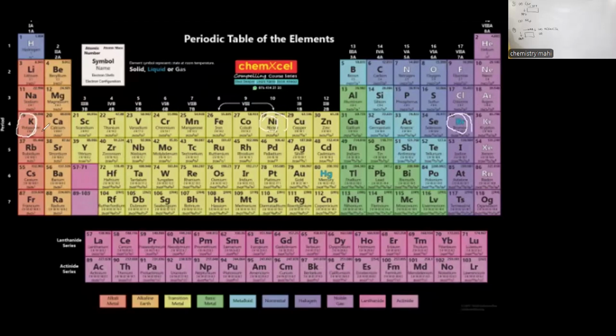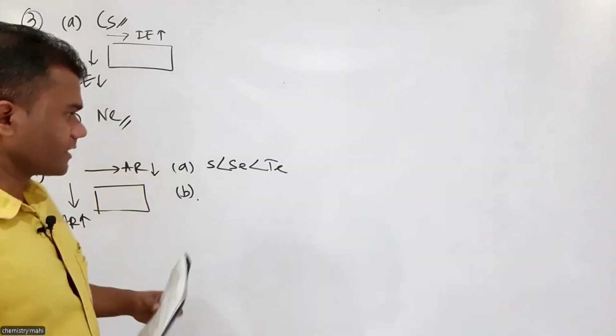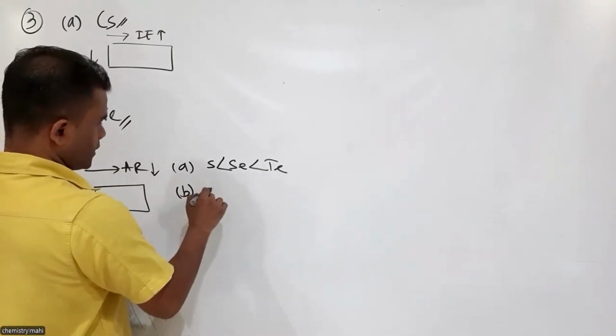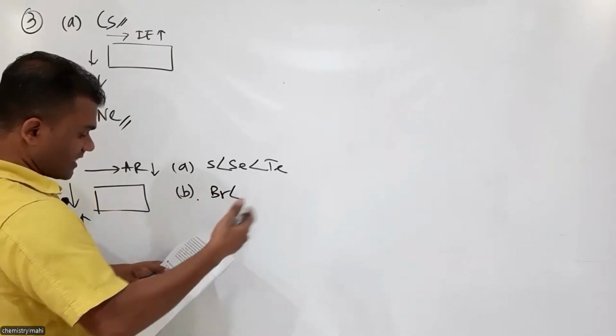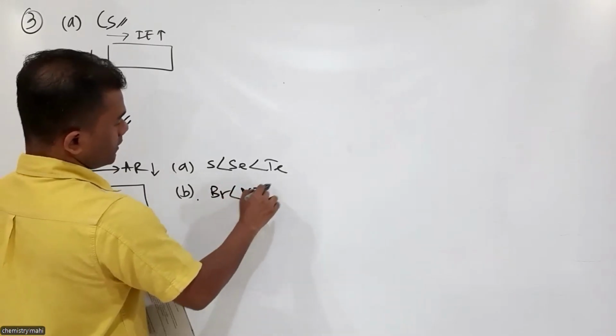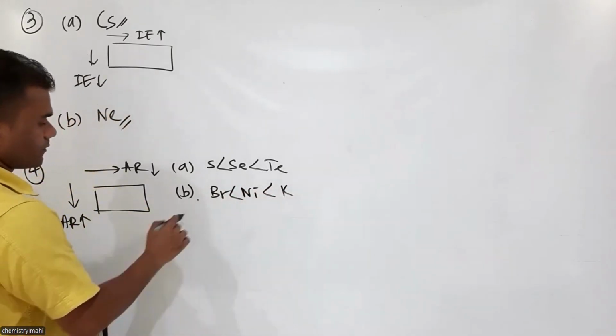Then left to right, size decreases. From potassium to bromine, the size decreases. Left to right, it decreases. So when you have the increasing order, it will be bromine. They ask in terms of increasing size. Yes, bromine, nickel, and potassium. Then part C.